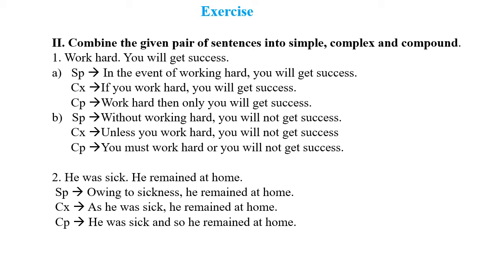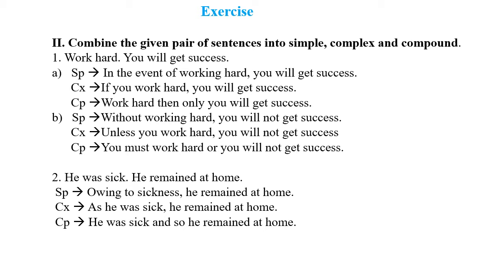This is possibility condition. Negative possibility. That is, if you don't do this, you can't get this. Okay. Without working hard, you will not get success. This is simple sentence. For complex, if not, unless is equal to if not. So we are putting unless. Unless you work hard, you will not get success.